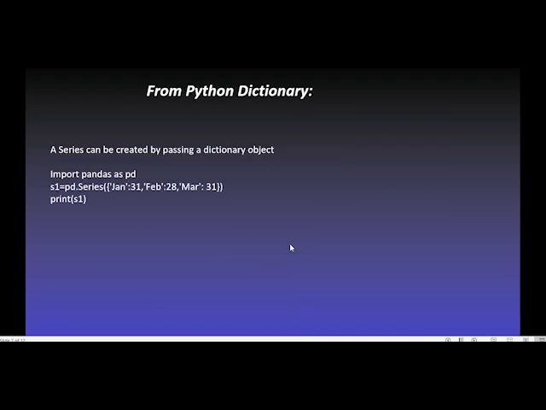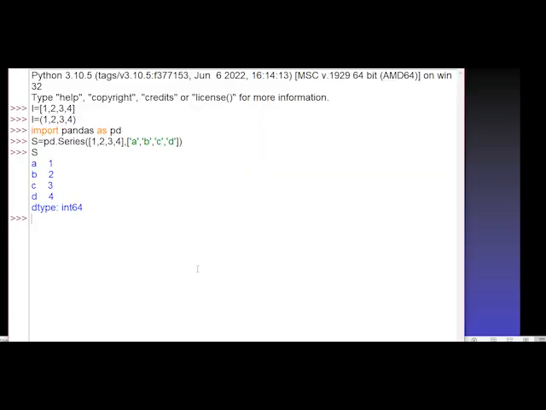Next is from a Python dictionary. By passing a dictionary, we can create a series. So a series can be created by passing a dictionary object. We will see how. How to define a dictionary? What is a dictionary? It is a set of key value pairs. In a list we have only values, but in a dictionary we have key value pairs enclosed in curly brackets, right. So this is how we create a dictionary.